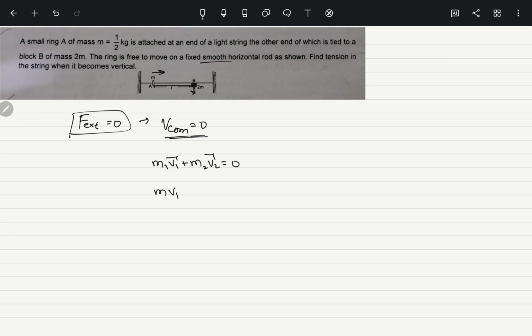Okay, so these are the velocities when the string becomes vertical. So when the string becomes vertical, this is the rod here, this is the ring, and the block will be somewhere here. The ring has velocity v1 here, and the block has velocity v2 in this direction, horizontally. So m v1 minus 2m, that is the mass, into v2 equals 0. So here we get one equation, v1 equals 2v2. Let's see where we can use this equation.